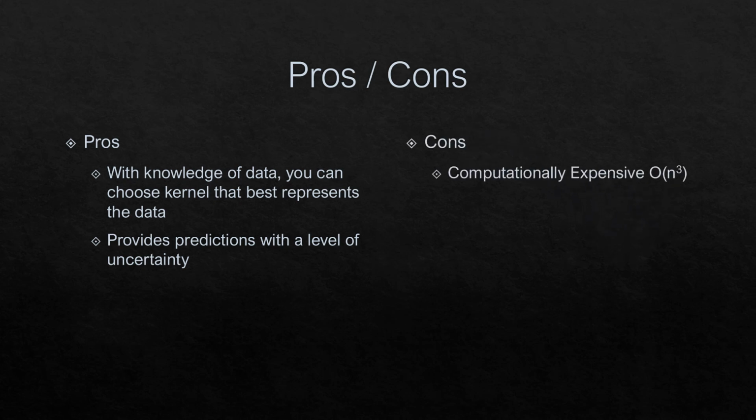What is one of the main cons of the Gaussian process? Well, unfortunately, it's computationally expensive. If you have a data set of size n, then the complexity would be big O n cubed with a storage demand of big O n squared. This is because the Gaussian process is a non-parametric method, so it has to take into account the entire data set with each prediction that it makes.